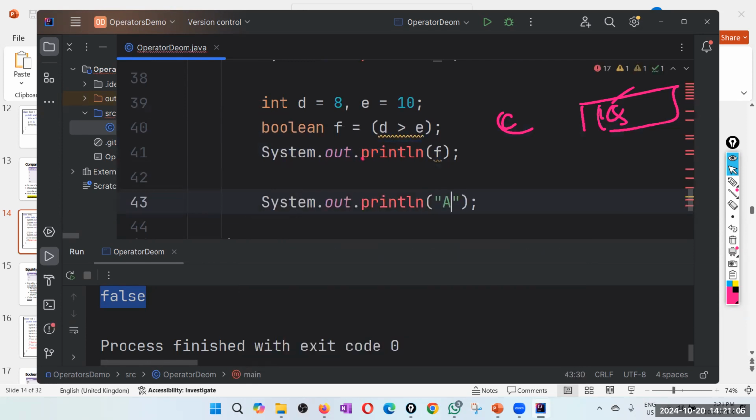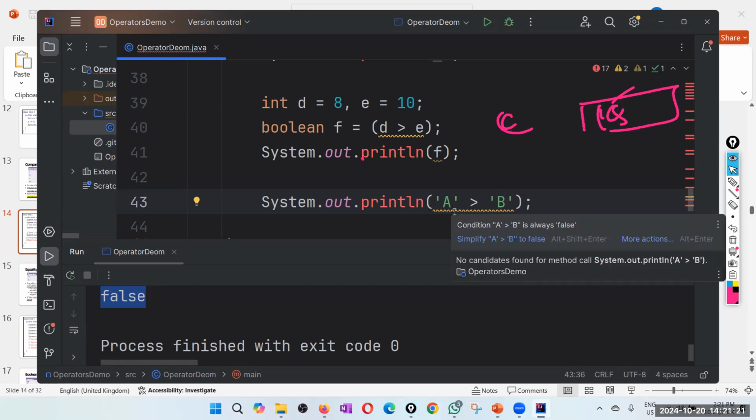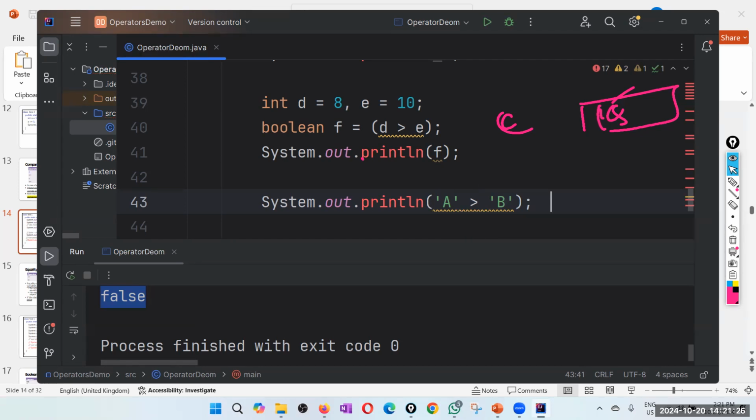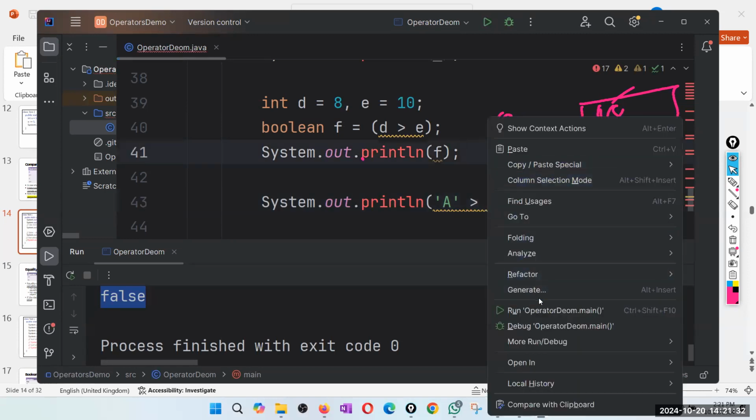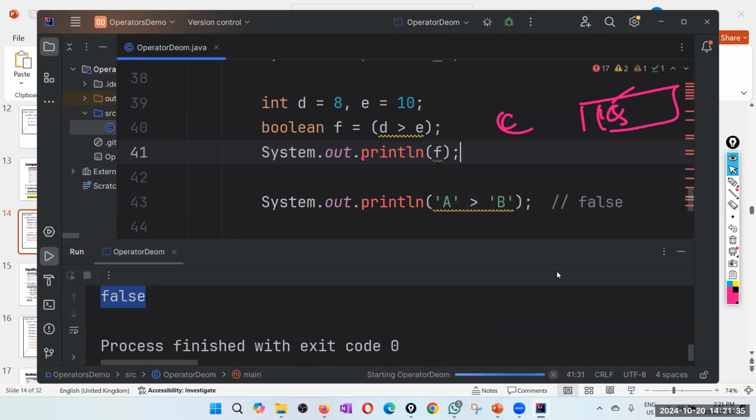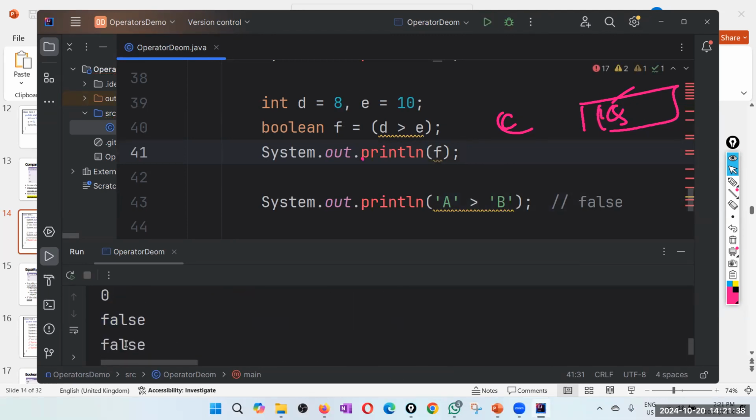If I ask is 'A' in single quotes greater than 'B', of course A is not greater than B. Why? In the ASCII table, A is before B. If A is 120, B is 121. So therefore this must be false. Again, my IntelliJ says, okay, you are doing a crazy thing, but anyway, I will ask it to. My Java will not say that. Java will compile and run. It says false because A is not greater than B, rather A is less than B in the ASCII table. So this is obviously false also.